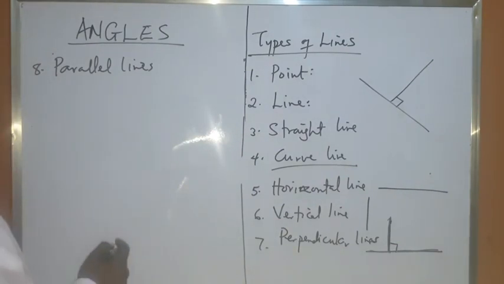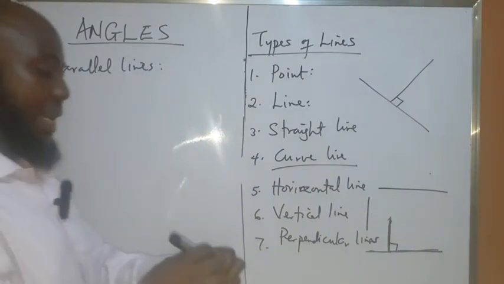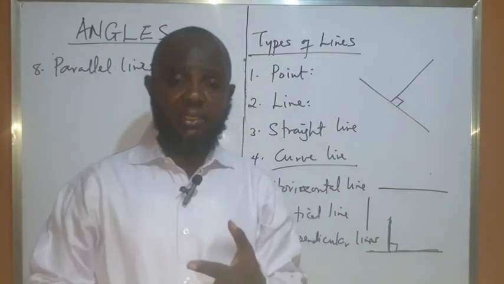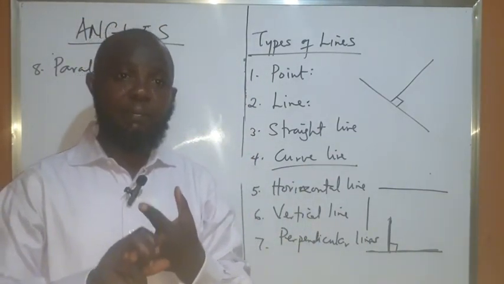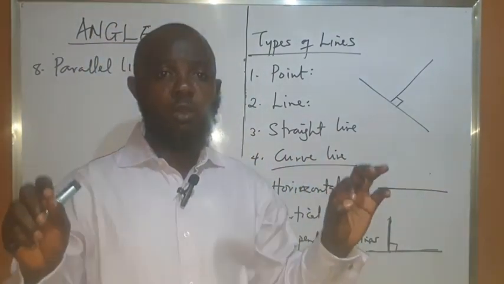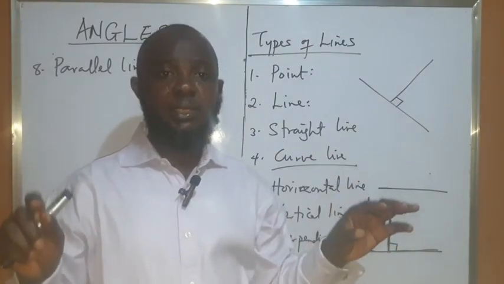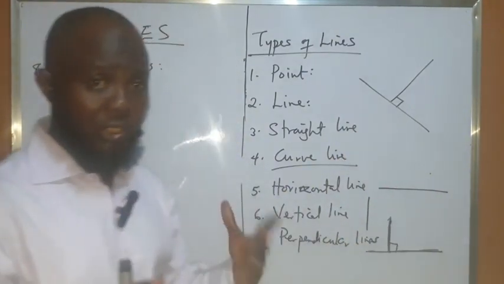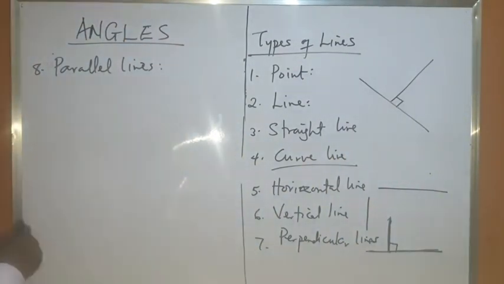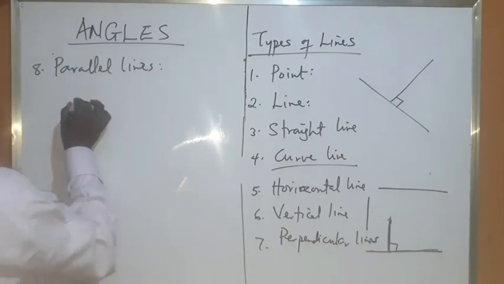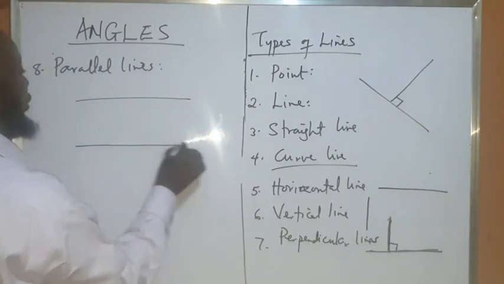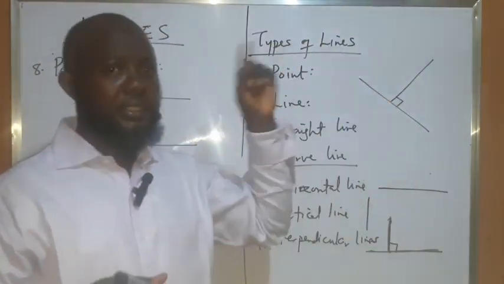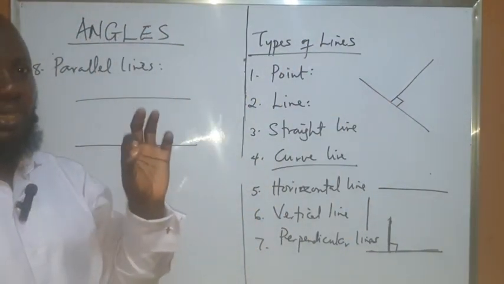So parallel lines. When you talk about parallel lines, they are a set of lines. It could be 2 lines, it could be 3 lines. When you have lines that are parallel, they can never meet. That's different from intersecting lines, which we are going to look at. No matter how you draw the lines, if you continue to extend them till eternity, they will never meet. That's what we refer to as parallel lines.